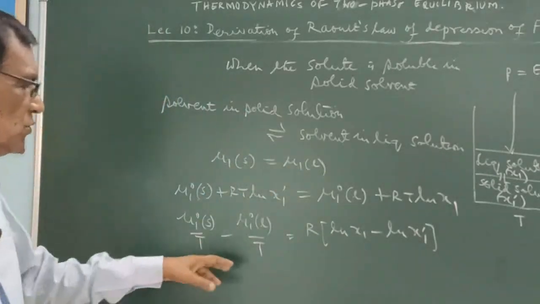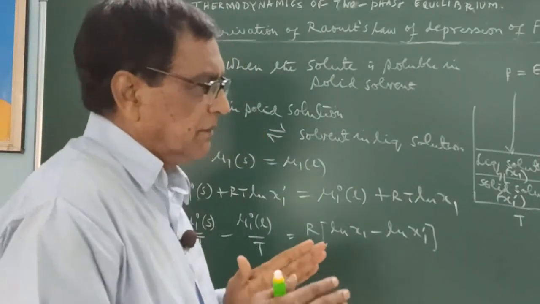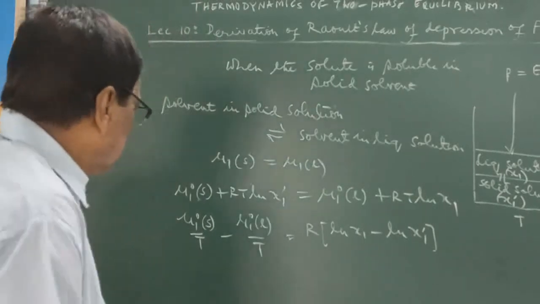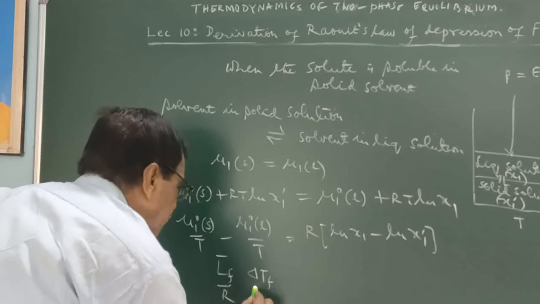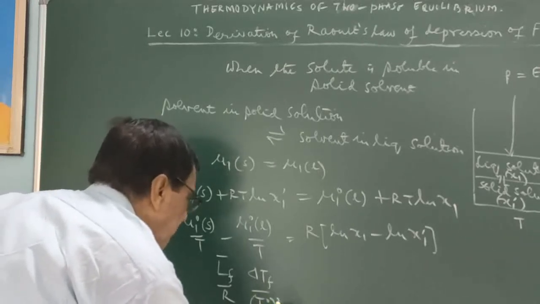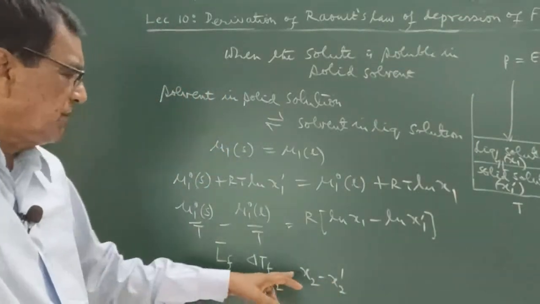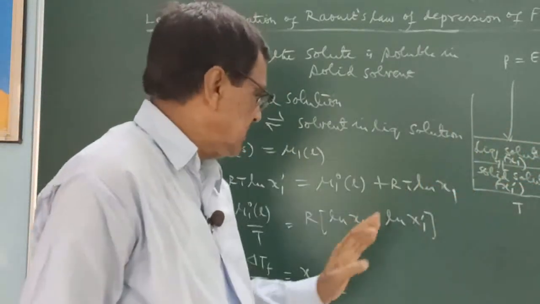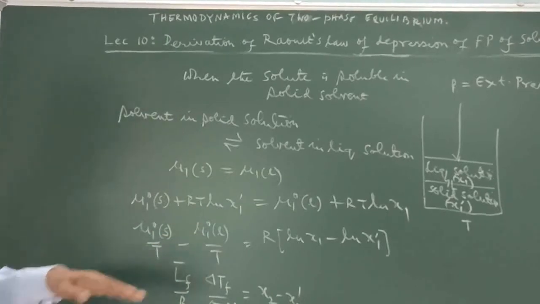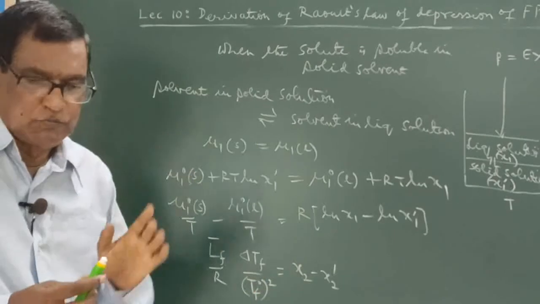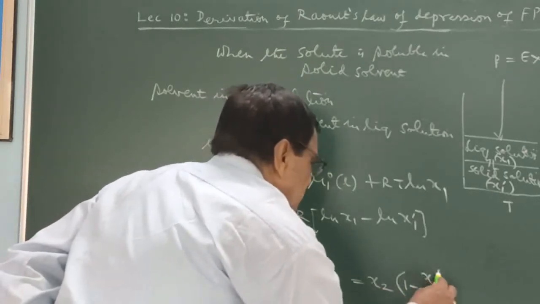We like to differentiate with respect to T at constant pressure, and we can use the Gibbs-Helmholtz equation and then make the subsequent steps. Ultimately, we get this Lf bar divided by R into delta Tf and divided by Tf naught whole square equal to X2 minus X2 dash. X2 is the mole fraction of the solute in liquid solution. X2 dash is the mole fraction of solute in solid solution. So students are requested to do the intermediate steps to arrive at this formula. So this also you can write X2 into 1 minus X2 dash divided by X2.